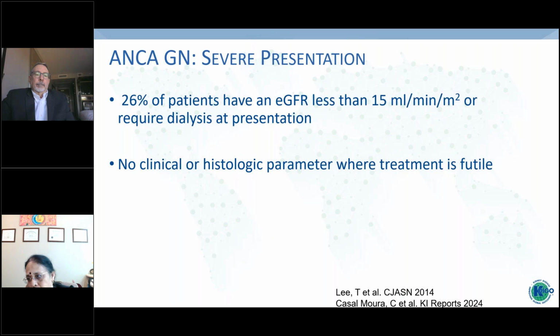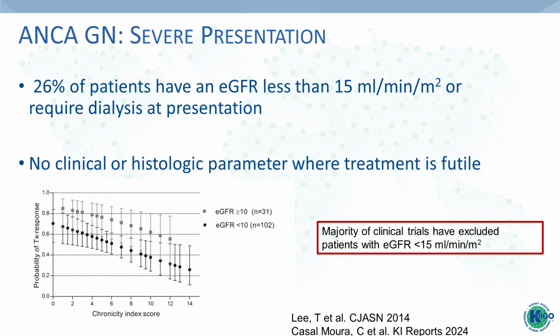Now, this subgroup of patients is really not well studied in clinical trials. About a quarter of the patients actually present with a GFR that is less than 15 milliliters per minute per meter squared or require dialysis at presentation. So it's a significant number of patients. And we know, both from experience and observational studies, that there is no clinical or histological parameter where treatment is futile. For example, this is the study from the Chapel Hill group, which looked at 155 patients with an average presenting GFR of 7 milliliters per minute.